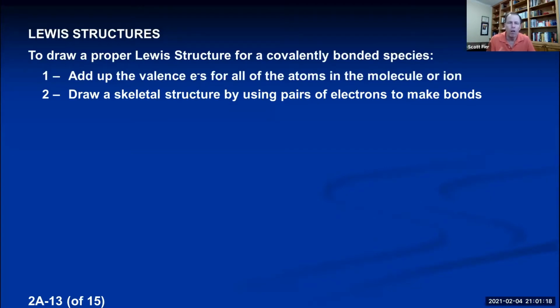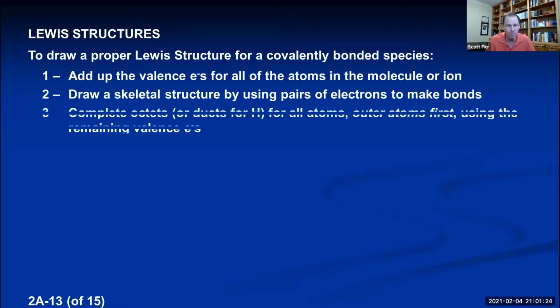Then you're going to apply Lewis's theory. The atoms bond to make noble gas configurations. So you're going to complete the octets, unless you have hydrogen in your compound. Hydrogen's outer shell is the first energy level, and that's filled with only two electrons. So hydrogens will have a noble gas configuration like helium, so they have what are called duets instead of octets. So you're going to complete octets for all the atoms except duets for hydrogen. Doing the outer atoms first, I have found, winds up giving you the least amount of hassle in drawing these Lewis structures, if you do the outer atoms first by using the remaining valence electrons in the molecule.